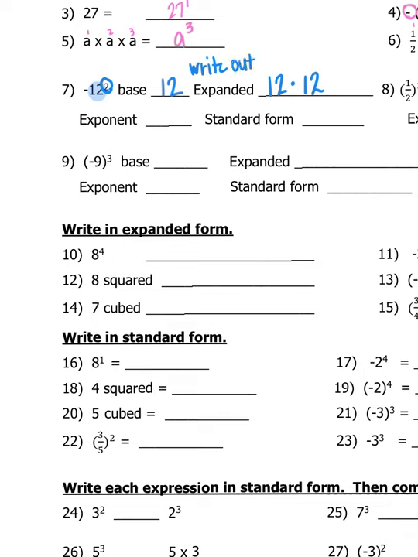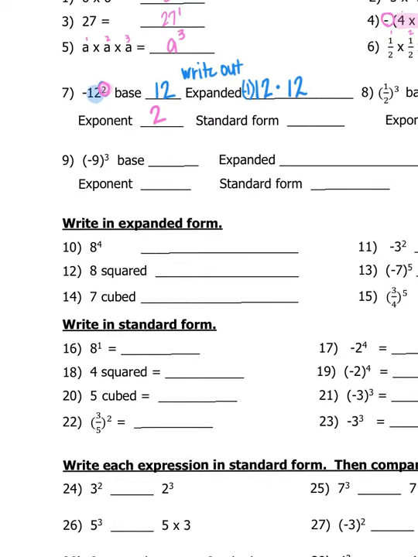Okay, so expanded means to write it out. And we have that negative. So I'm going to just put a -1 in parentheses right there, and we'll work more with the -1, so don't worry too much about that negative right now. The exponent here is the number that's to the power. So here the exponent is 2.